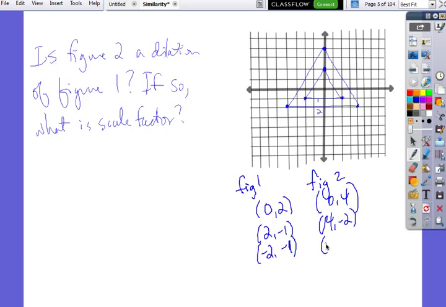Is figure 2 a dilation of figure 1? What's the scale factor? Yes or no? Can I multiply these numbers by the same thing and get these? Yeah, you can. 2 times 2 is 4. 2 times 2 is 4. -1 times 2 is -2. -2 times 2 is -4. Looks to me like we can. So yes, it's a dilation. Scale factor is 2.